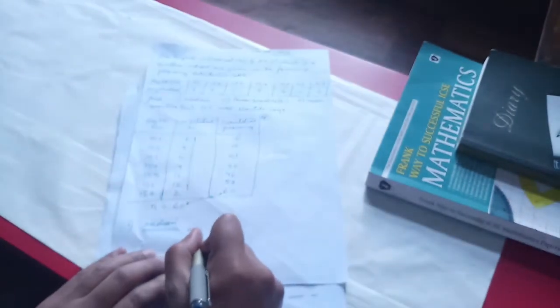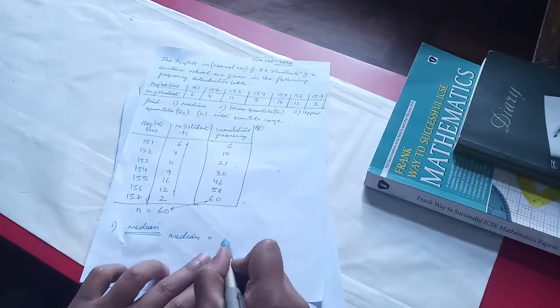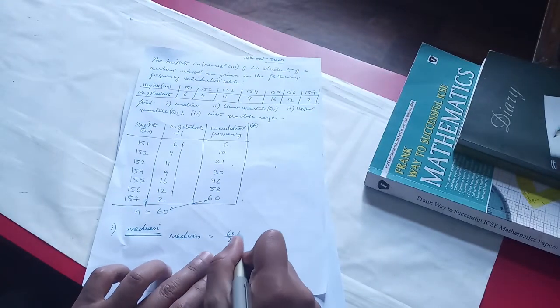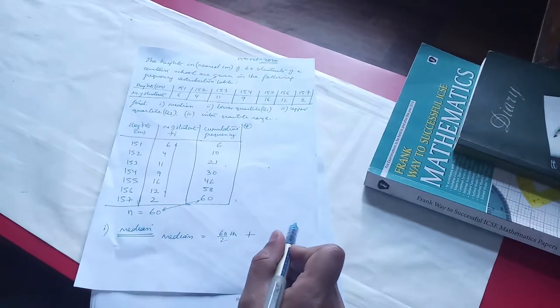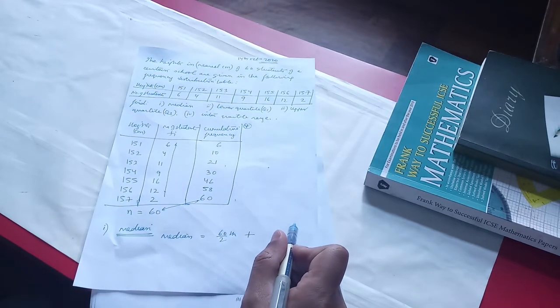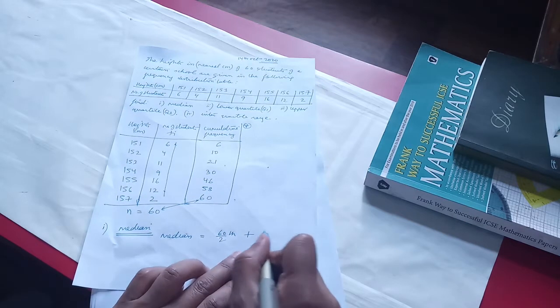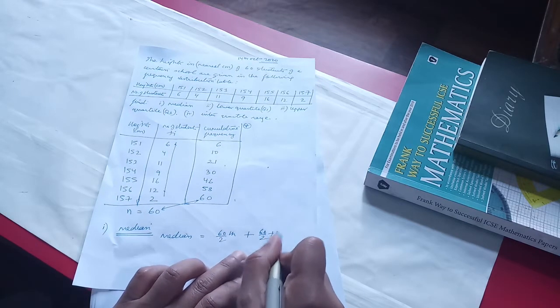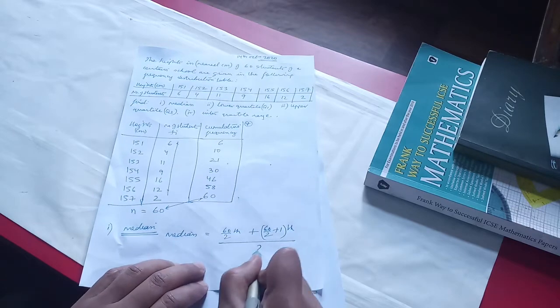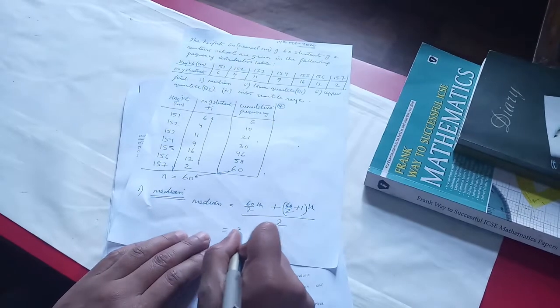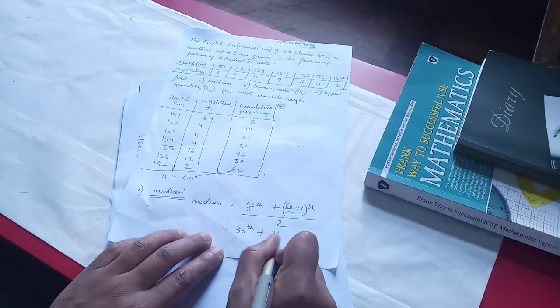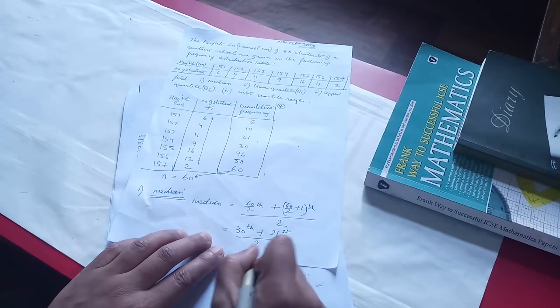Now median, we know, is the middle value. So to find the median, what we do is n by 2th observation, that means 60 by 2th observation, plus the next one, the n by 2 plus 1th observation, divided by 2. This is how you have to find it. So 30th plus 31st observation divided by 2.